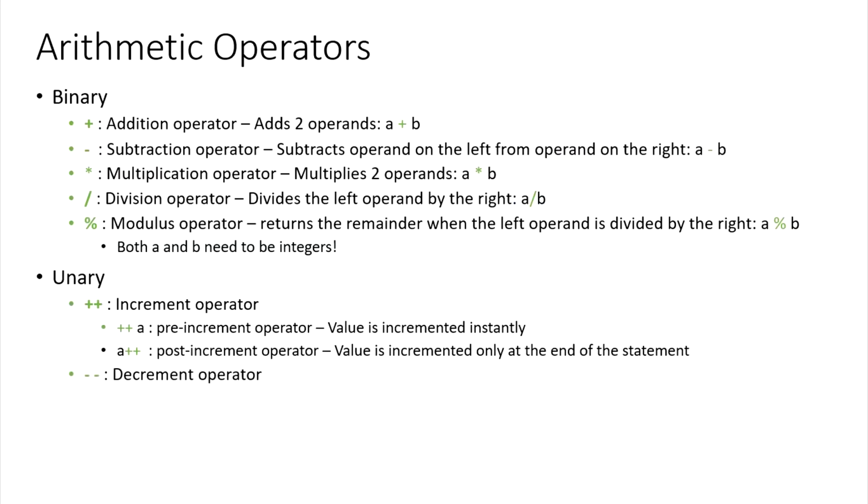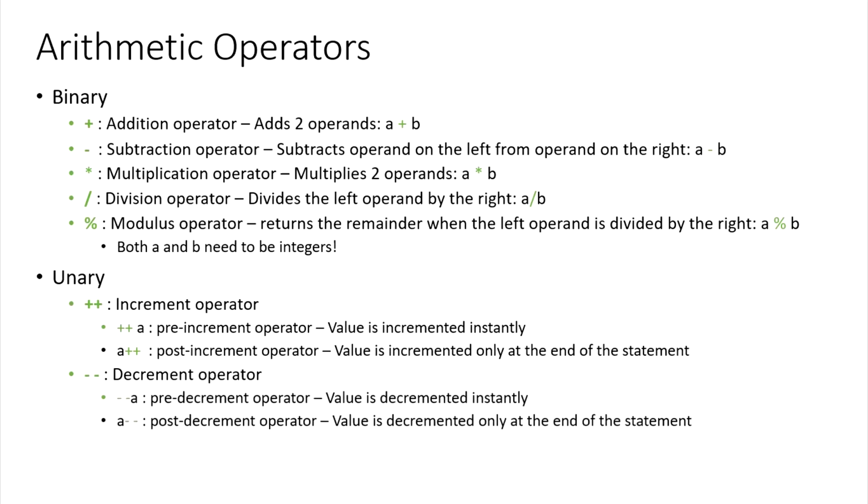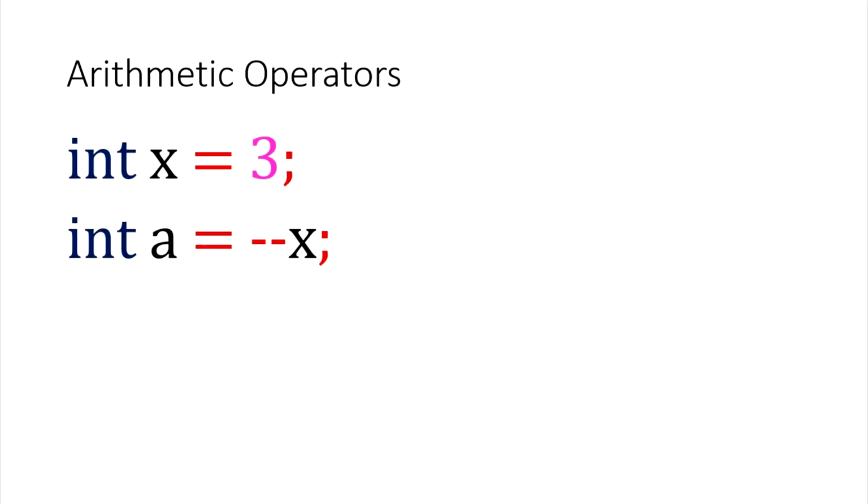The decrement operator is two minus signs and is used to decrement the value of a variable by 1. Similar to increment operators, there are two flavors of decrement possible, a pre-decrement and a post-decrement. A pre-decrement value is decremented instantly. A post-decrement value is decremented at the end of the operation. So, in this example, we are using a pre-decrement and both a and x are 2.